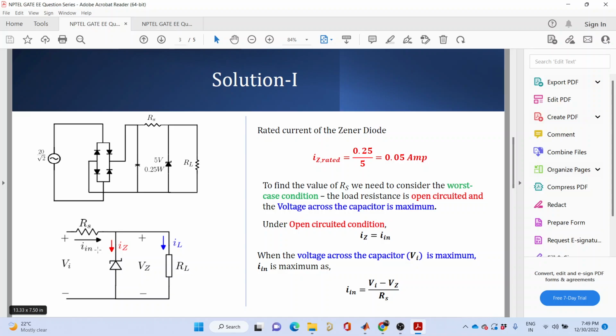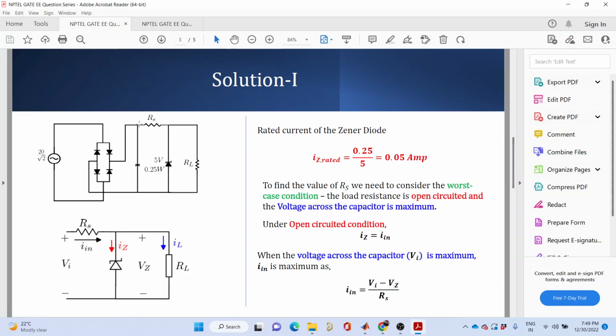Now, what you need to identify is when is this I in maximum? The maximum value of I in should not exceed the rated current of the Zener diode, which I have found out to be 0.05 ampere, as you have already told me. This is something we have to ensure. Yes, sir. So when do you think I in will be maximum? At the peak of Vi.